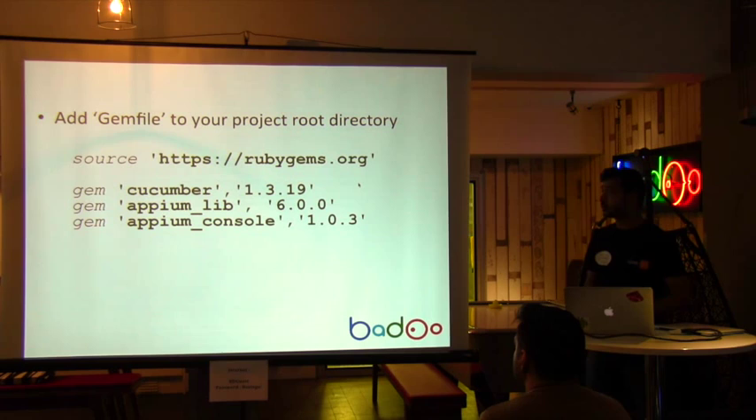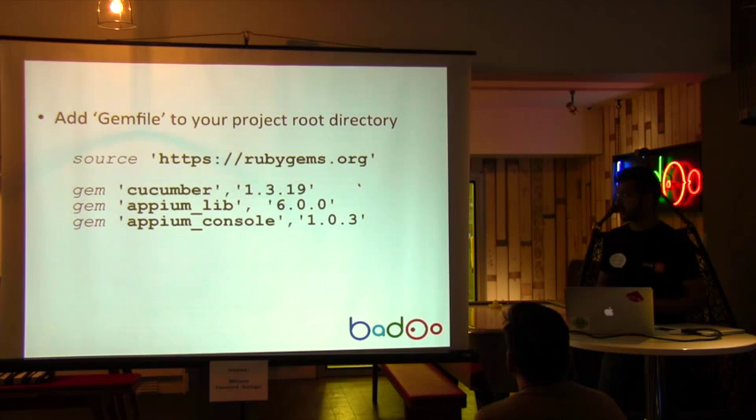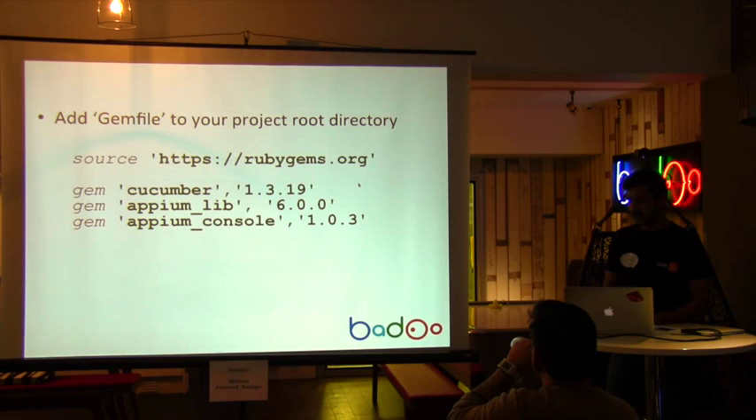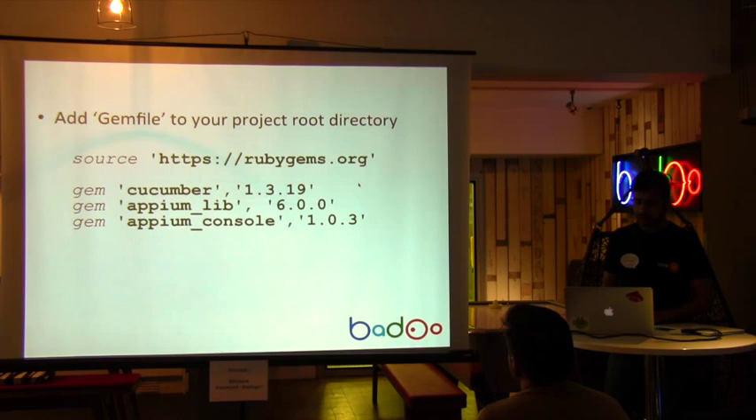What you should do is create a Gemfile in your project root directory, and mention the gem packages you are going to use. So to set up Cucumber with Appium, you need the Cucumber version, which we are using, 1.3.19, and we have the Appium library, which is provided by the person who is developing the Appium library. His name is Matt. I forget his last name. He developed the Appium library. I think he's the most responsible guy. This will give you the client library for Ruby to interact with Appium. And there is also the Appium console, where you can debug your code in the console. It's quite useful. So you mention these gems as the minimum requirement in your Gemfile.